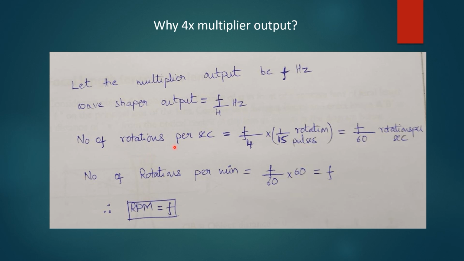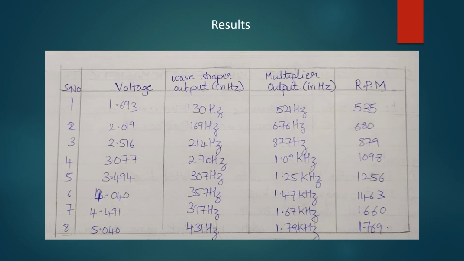Calculating the number of rotations per second, as each rotation consists of 15 pulses: F by 4 into 1 by 15, we'll get the number of rotations per second to be F by 60. To get the number of rotations per minute, we need to multiply it by 60. So multiplying by 60, we get the rotations per minute to be F, which is the multiplier output. So we take the multiplier output so that we can directly calculate the RPM of the disc, which is used in speed calculation.